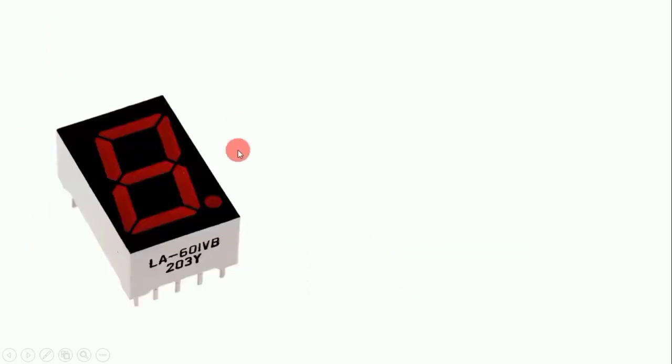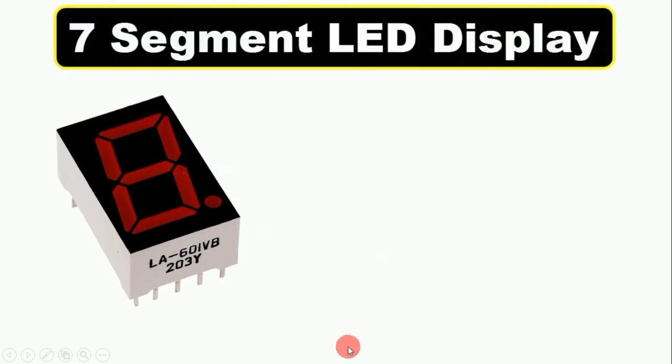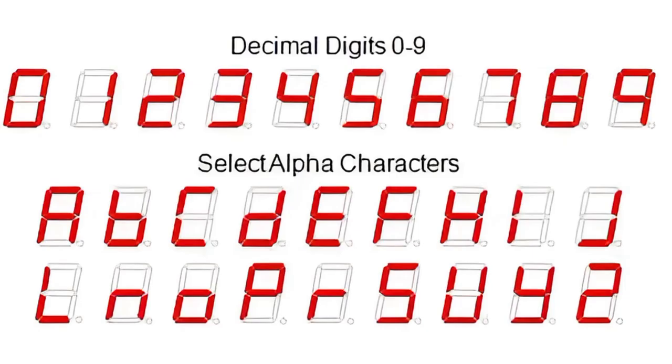Now friends, this 9th component here is known as a 7 segment LED display. The symbol for this 7 segment LED display is made like this. We use this LED display where we have to show any digit or any alphabet. On this LED display, we can show digits from 0 to 9, and along with this, we can show some alphabets also. We cannot show all the alphabets on this display, but we can show some.